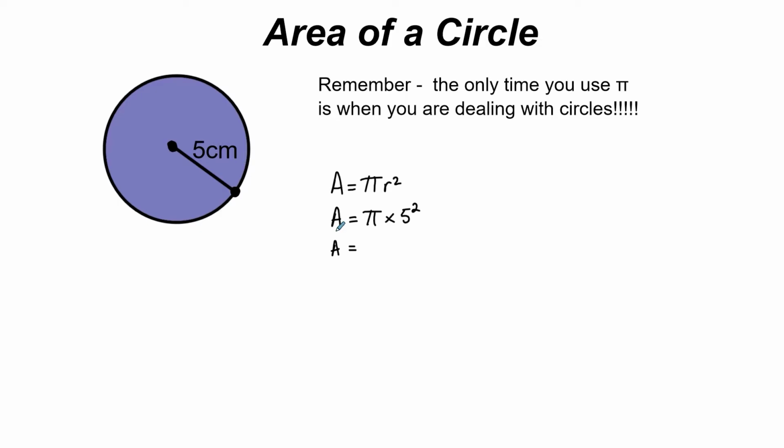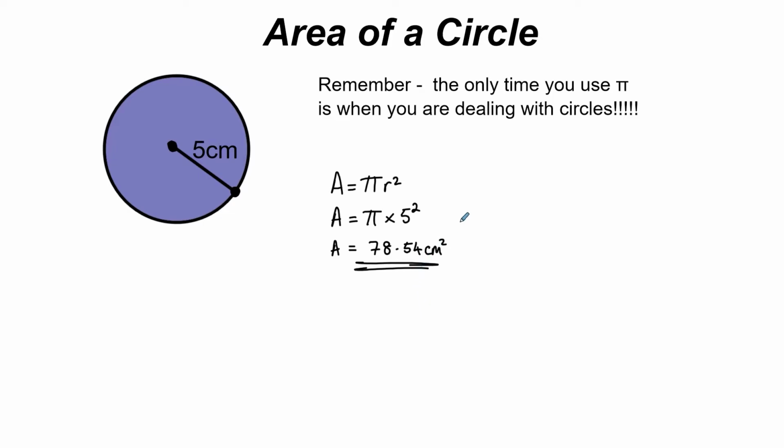Pi times 5 squared. Type that in and you should get, and we'll just do it to 2 decimal places just for simplicity just now, 78.54. I've rounded up there because it was 78.539, which means we round up to 78.54. And again, it's an area, so it's cm squared. Okay, that's how we calculate the area of a circle.